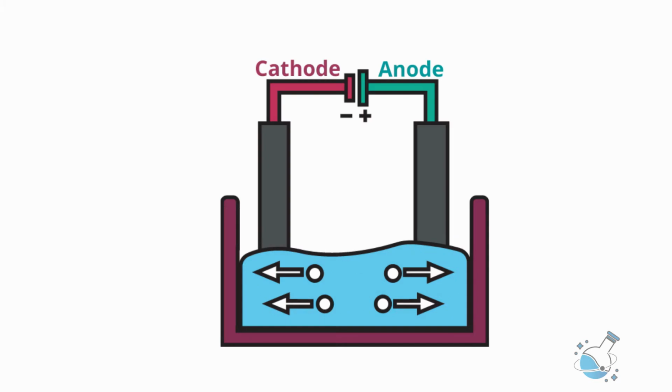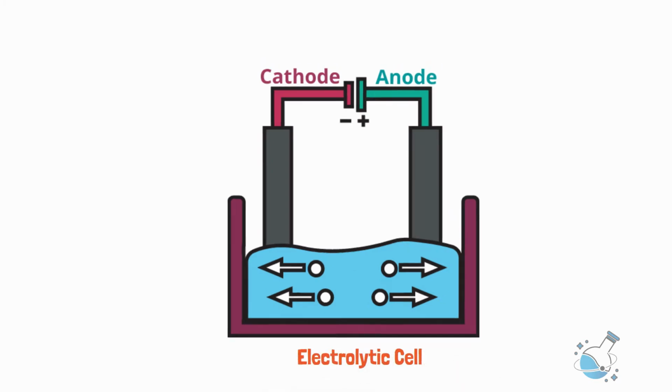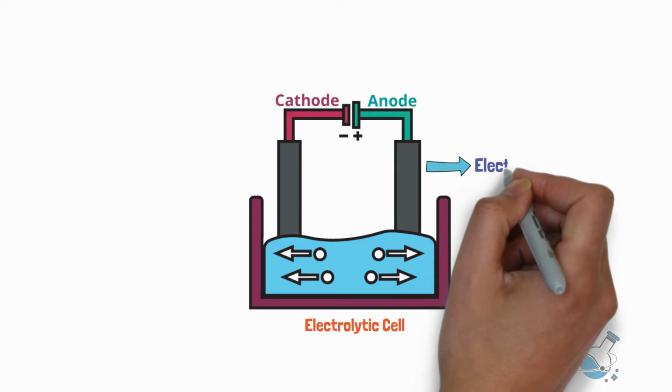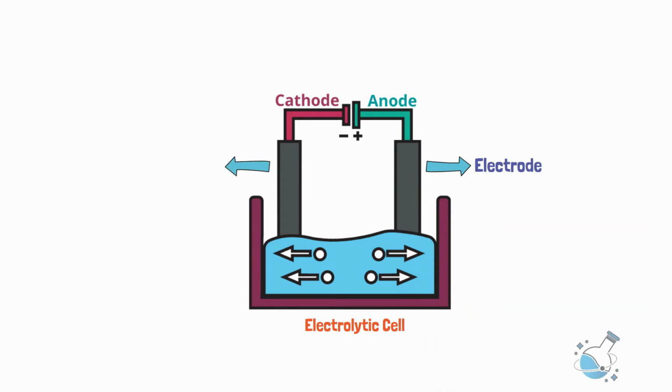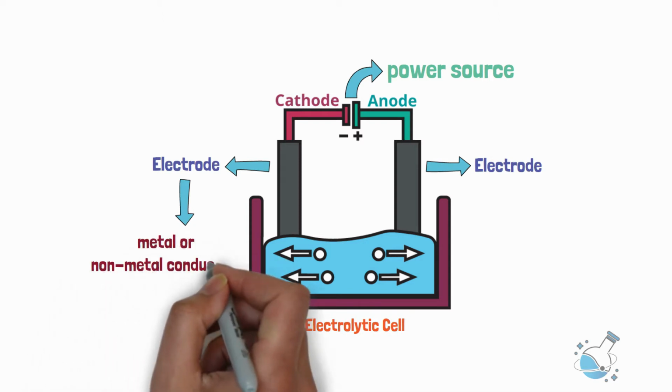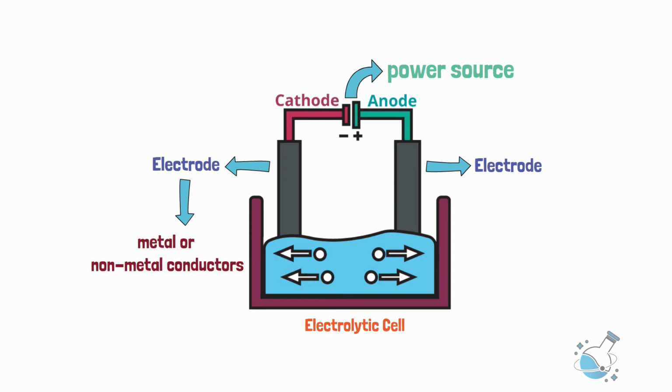Now, let's draw a simple electrolytic cell. To electrolyze a substance, you will need an electrolytic cell. An electrolytic cell is made of a battery, two electrodes, and an electrolyte solution. A battery is the power source that releases the forces as electrons to the electrolyte solution through the electrodes. The electrodes are two metal or non-metal conductors which carry electricity to the electrolyte solution.